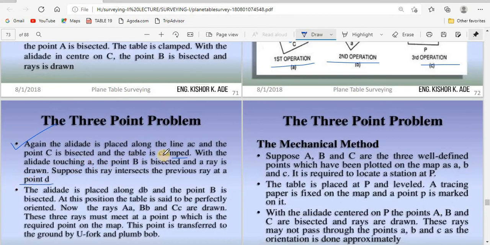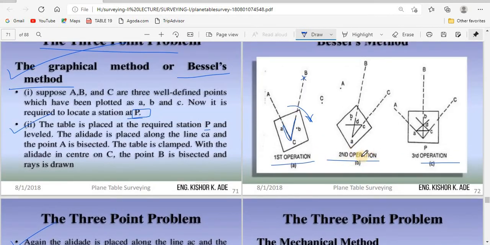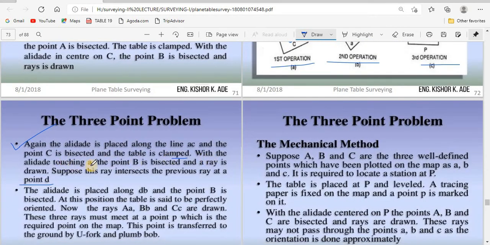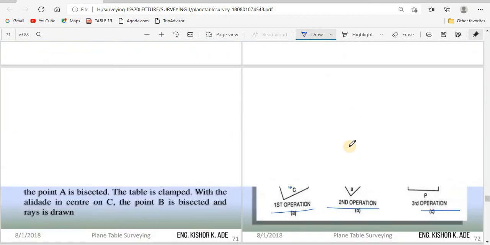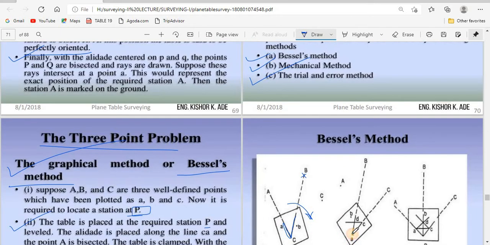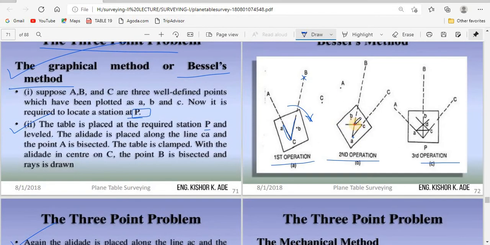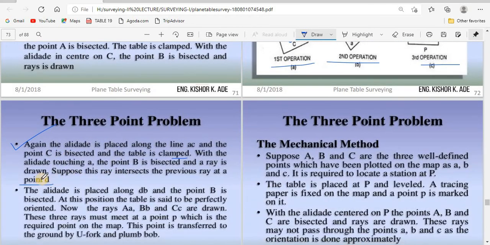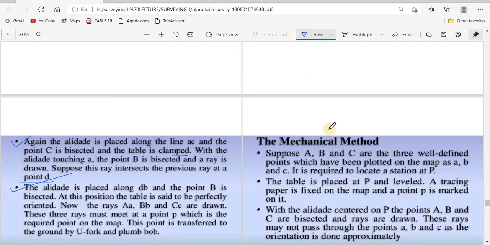Okay, after doing this, this is the second operation. In this, keep the alidade along this line and try to bisect this point C. Okay, after that, with the alidade touching A, the point B has been bisected. Now keep this alidade along this line and try to bisect the ranging rod at B, and suppose it cuts this line somewhere here, and that point has been marked as D. Okay, now the alidade has been placed along DB.